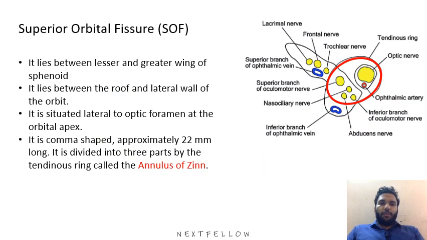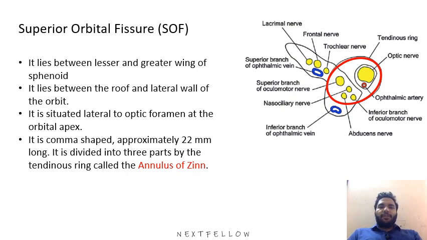This is the superior orbital fissure, where the annulus of Zinn divides the superior orbital fissure into three parts. The first part, which is above the annulus of Zinn, is formed by LFT: lacrimal, frontal and trochlear. This is an age-old mnemonic which you should know. And then the superior ophthalmic vein will be there.